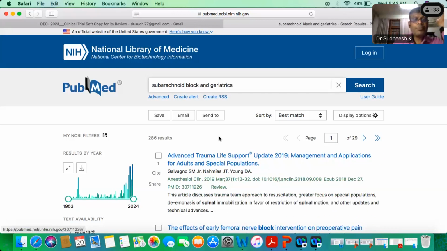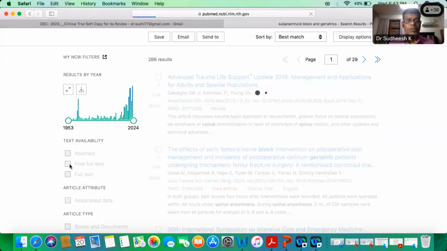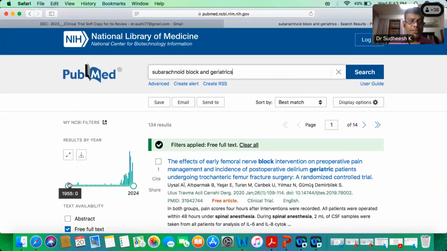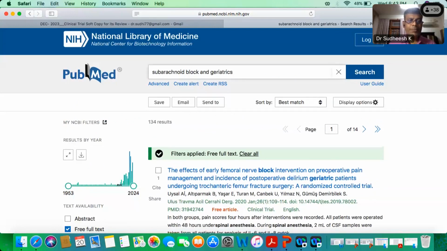Further, I can put filters, like selecting only free full text. Automatically your result came down to 134. Now I come down to this timeline. There are certain publications at this particular period of time, but in this entire area there is no publication. From this point onwards, there are a lot of publications in this field. That's what we understand by seeing this graph.